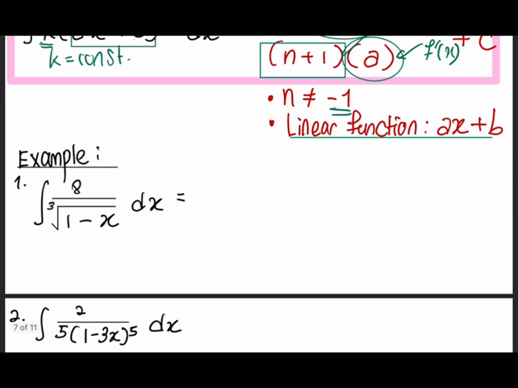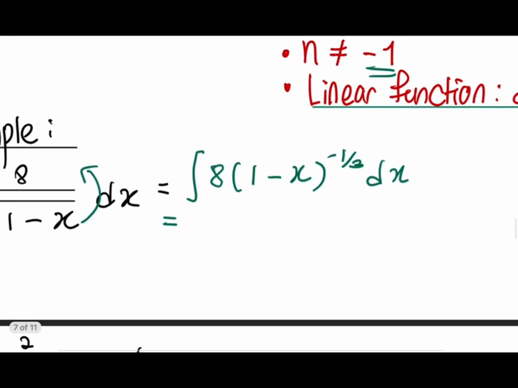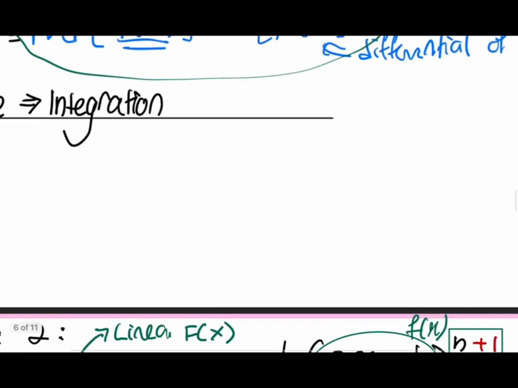Let's say I have this question: integrate 8 over the cube root of (1 minus x), with respect to x. How we integrate it is we need to put everything on top in the numerator. So it's (1 minus x) to the power of negative 1 over 3, negative because we change from the denominator to the numerator. Now we integrate this whole thing with respect to x. 8 is a constant, so we just copy back the 8, and here is f(x). I don't care what the power is. As you can see, 1 minus x is ax plus b. As long as it's a linear function, we can apply this formula.